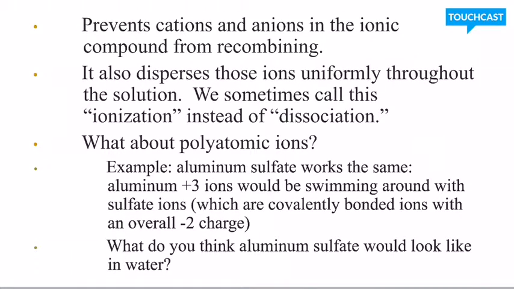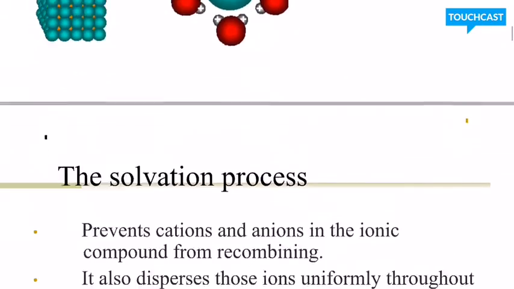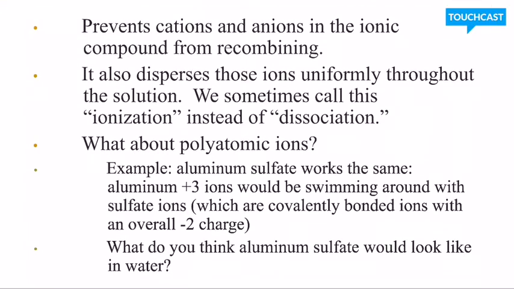So the thing that I want you to remember is that the solvation process basically prevents cations and anions from recombining. It forces them to stay apart. It also disperses those ions uniformly throughout the solution. We call that the ionization or dissociation property of water. It allows water to pull those ions apart.